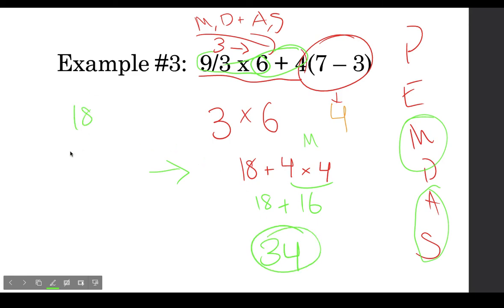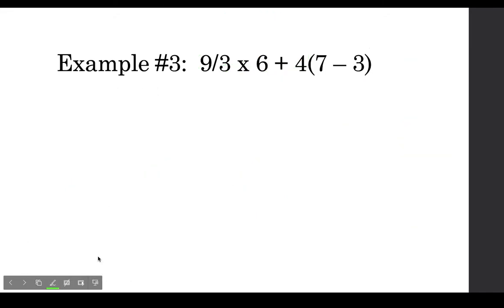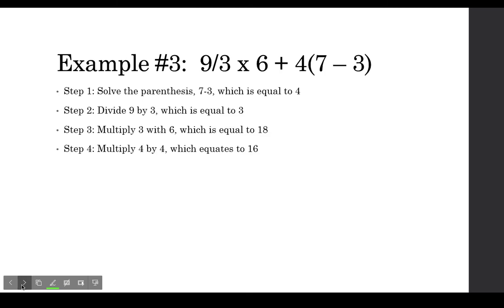You can check that. So let's check our answers. Step 1, solve the parentheses. Step 2, divide 9 by 3. Step 3, multiply 3 with 6. Step 4, multiply 4 by 4. Add 18 to 16, which comes out to be 34. So our answer is going to be 34.